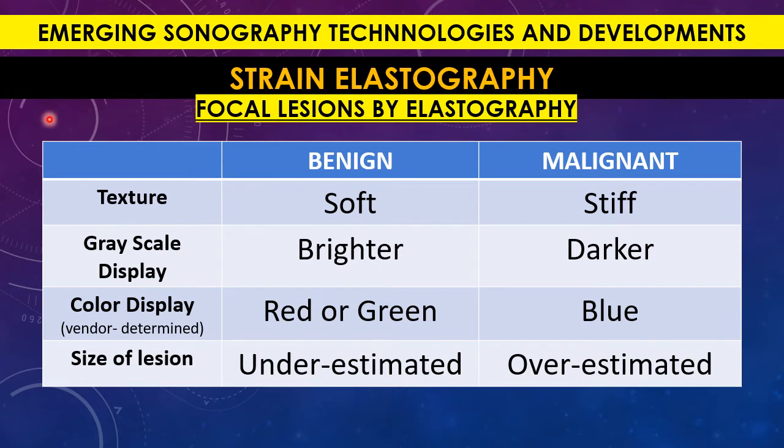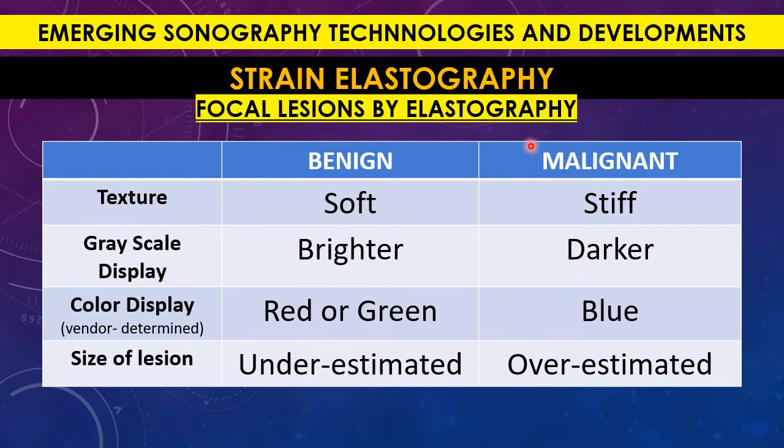So by strain elastography, we can tell if I'm having a benign focal lesion or malignant focal lesion, what are the differences in display? Benign area texture is soft, and by grayscale is brighter. By color, it will take red or green, and usually it might be underestimated if you talk about the size.